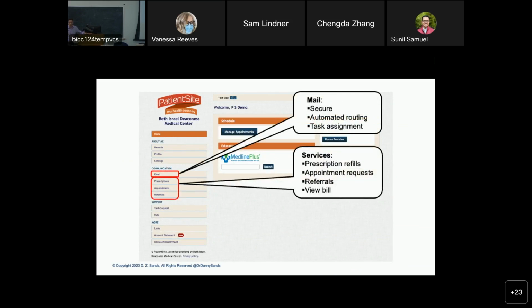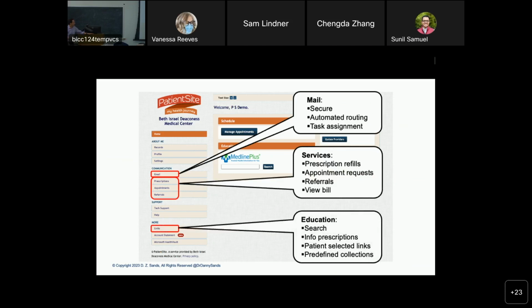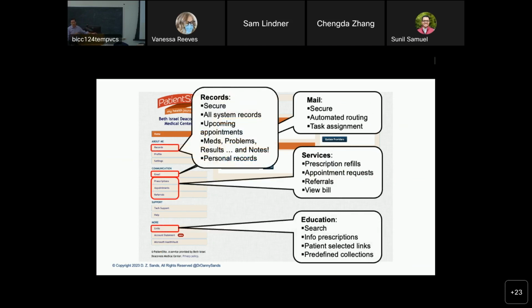Remember we talked about those online services and reducing friction and so on. So patients get prescription refills, make their appointments, get referrals and view their bill. And then there's education. People can search for information. They can be prescribed information by their healthcare professional, right? Patients can search through selected links and so on. But the coolest thing is getting to this type 2 information, which is that patients can see their records online through patient portals. In a secure way, they can look at their record. They can look at all their system records, upcoming appointments, medications, problems, and their notes now too.